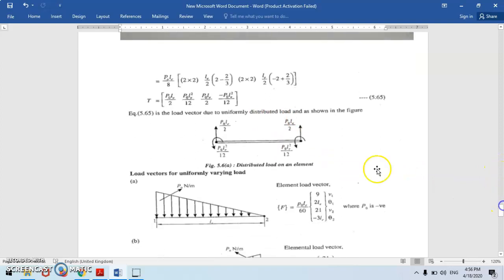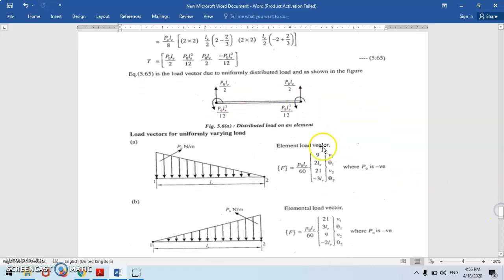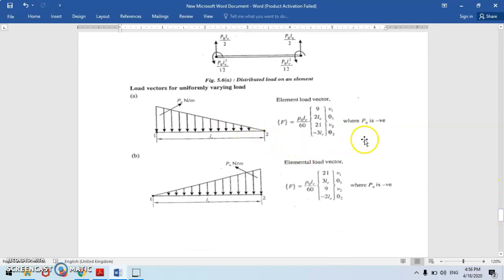So how you are going to represent these values here? So here is the first term V1, and the second will be which one? V1, theta 1, V2, theta 2. So here it will be V1, theta 1, V2, theta 2. V1 and theta 1 are for node 1, V2 and theta 2 are for node 2. So this is how the load vectors are distributed on the beam element. Similarly, the derivation of this is not that much required actually.